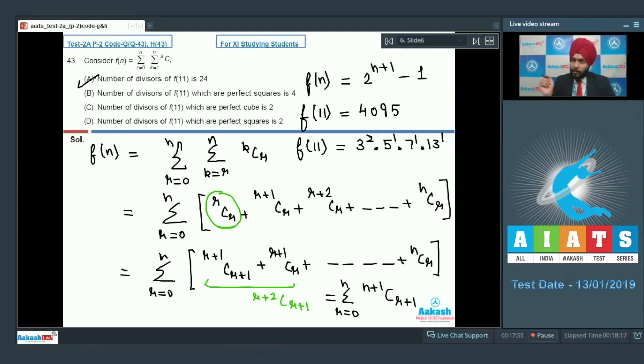A perfect square can be obtained from either 3 raised to power 0 or 3 raised to power 2. So there are 2 options for 3 square and correspondingly 1 option for 5, 7 and 13. So 2 into 1 into 1 into 1, and the answer is 2, not 4. So B is wrong, D is correct.